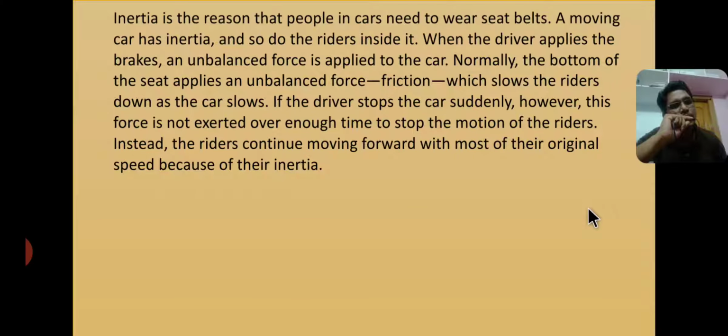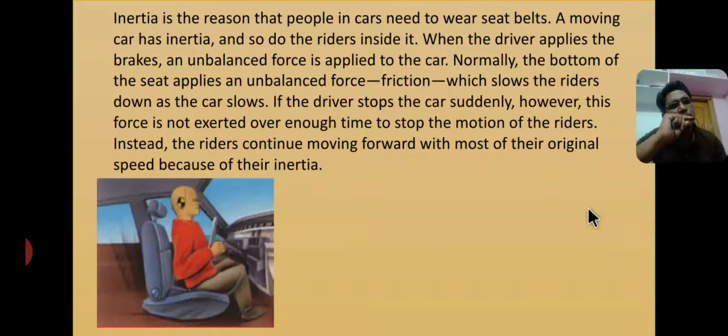Now coming to another example. This is also a best example for inertia. Inertia is the reason that people in cars need to wear seat belts. Please remember it and note it down. Inertia is the reason that people in cars need to wear seat belts. A moving car has inertia, and so do the riders inside it.